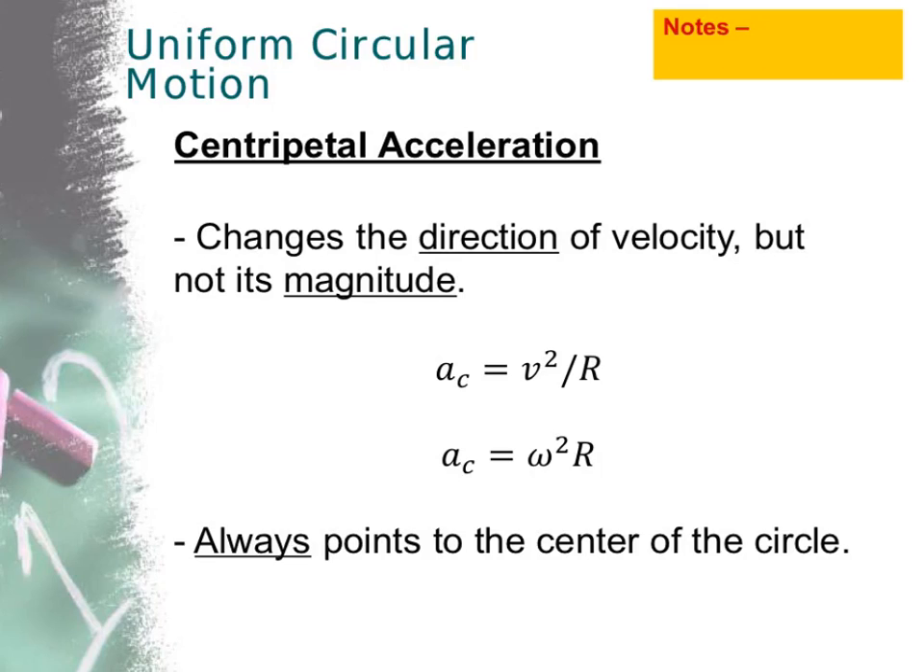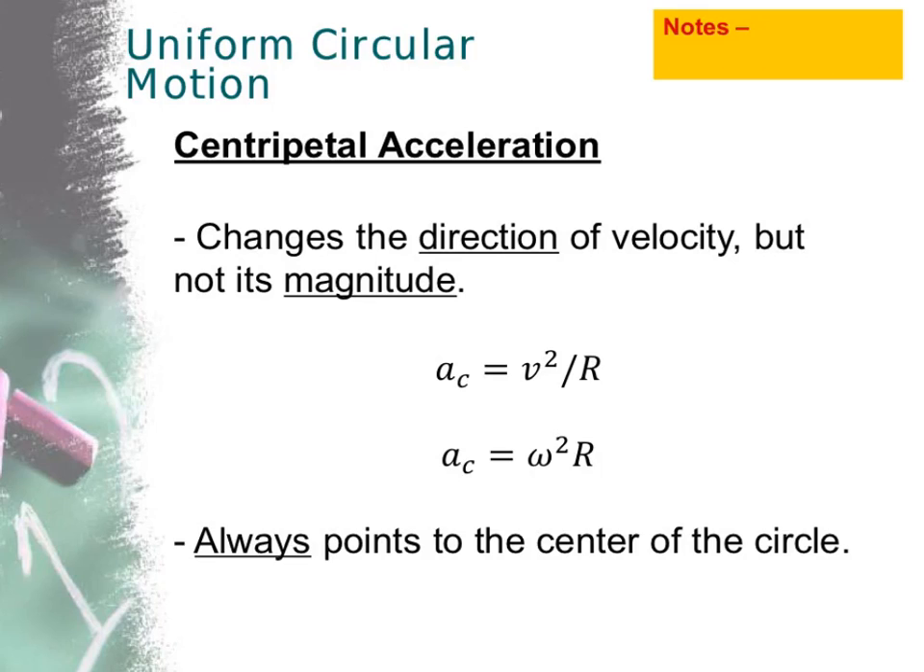Centripetal acceleration changes the direction of an object's velocity, but not its magnitude. So if I were to measure the speed of something in uniform circular motion, its speed would remain the same. But since the velocity is constantly changing direction, I can't say that the velocity remains constant. And I can't say the acceleration remains constant, but I can say that the magnitude of the acceleration remains constant.